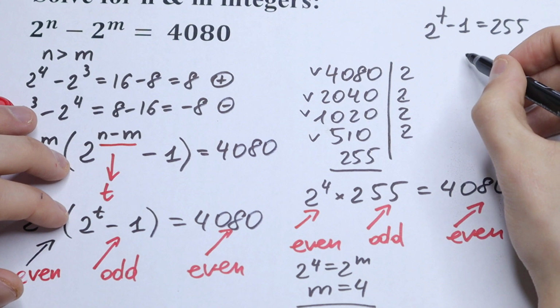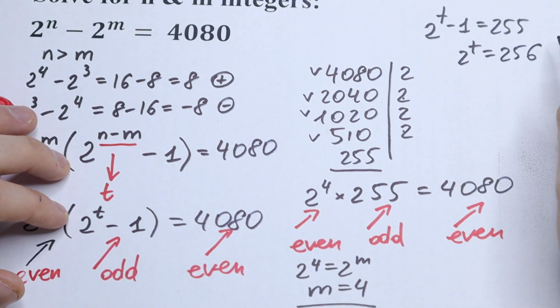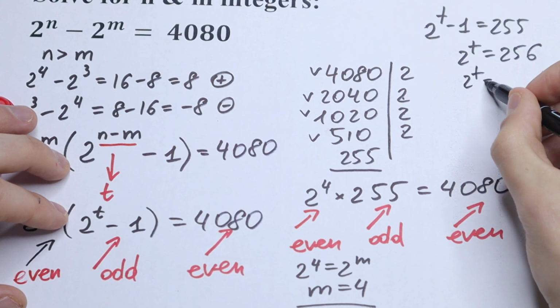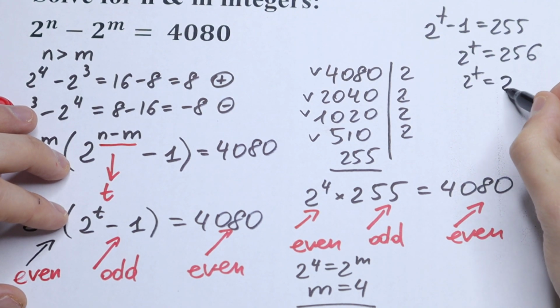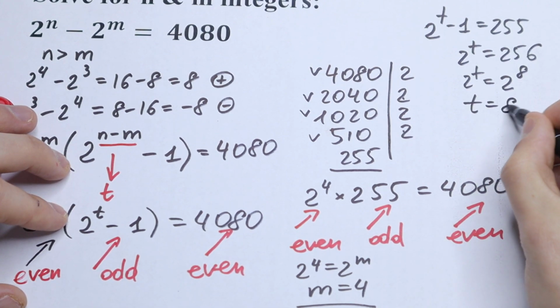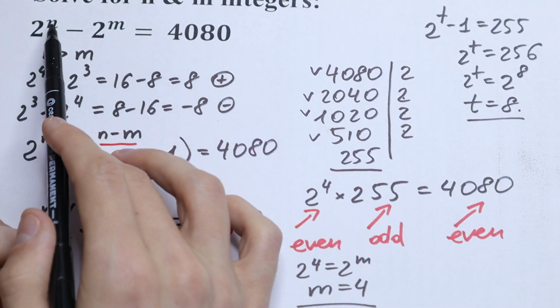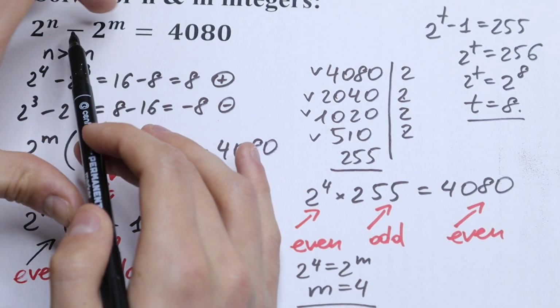Let's bring this 1 right here. We will have 2 to the power t equal to 256. And we all know that 256 is 2 to the power 8. And from here, t equal to 8. But this is our t. We don't need this t, because our final answer needs to be in m and n.